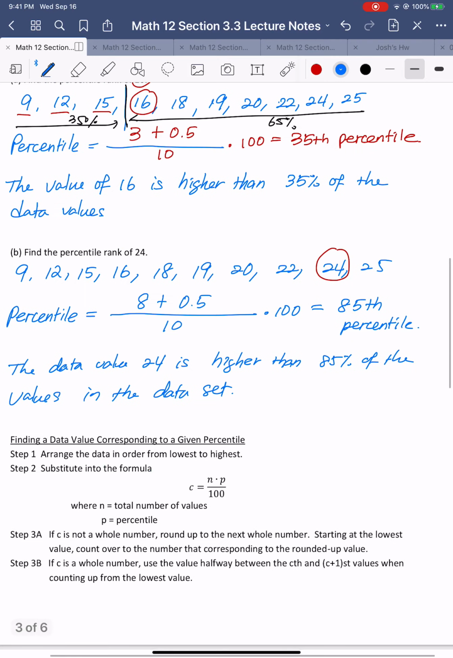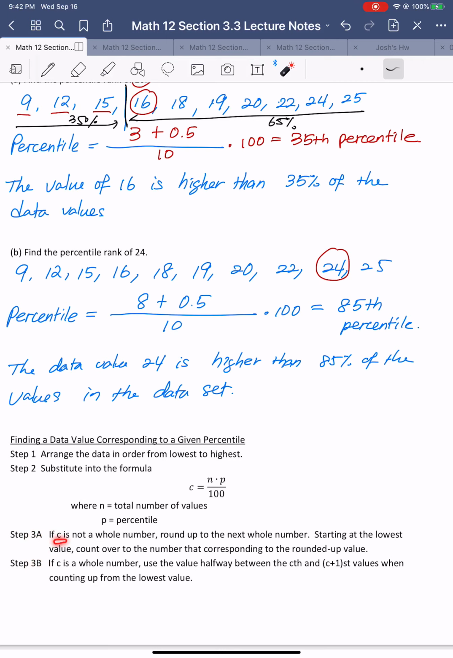Okay, so now we're finding the data value using the percentile. So, finding a data value corresponding to the given percentile. Step one, arrange the data in order, from the lowest to the highest. Then we substitute into the formula, where n is the number of data values and P is the percentile, and divide by 100. That gives us C, and then we need to think about two different cases for C.